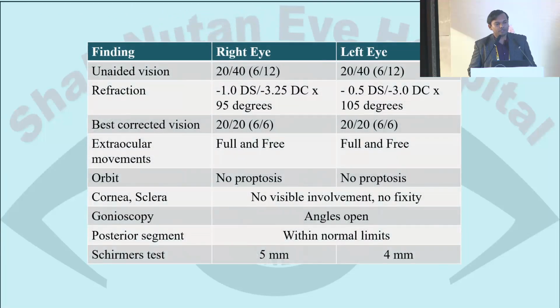Examination of the patient showed good best corrected visual acuity of 6/6 with significant against-the-rule astigmatism. Movements were full and free. The patient had severe dry eye with 5 and 4 millimeters on Schirmer's test.